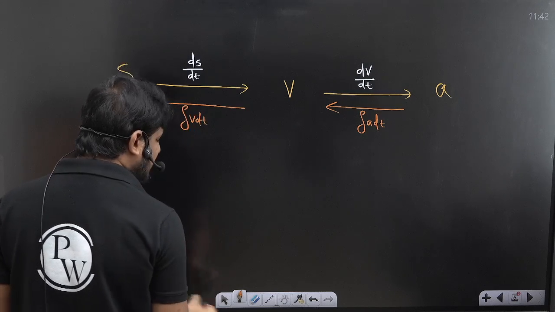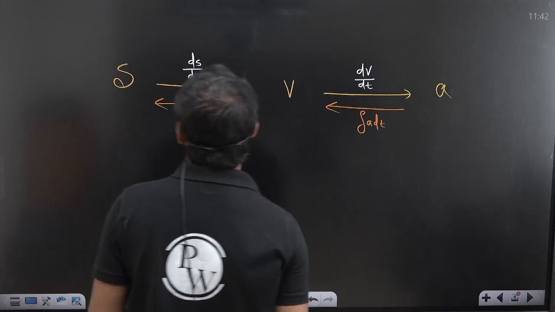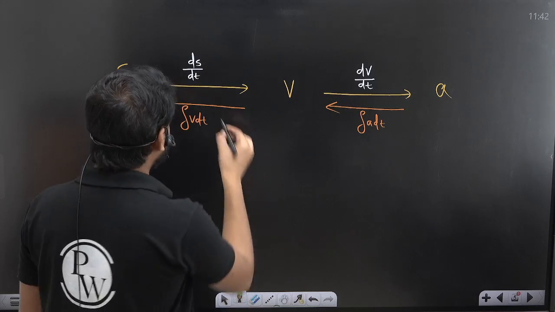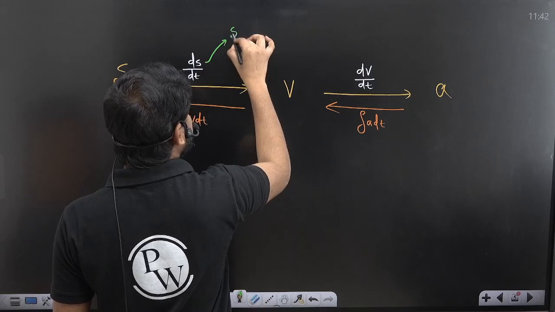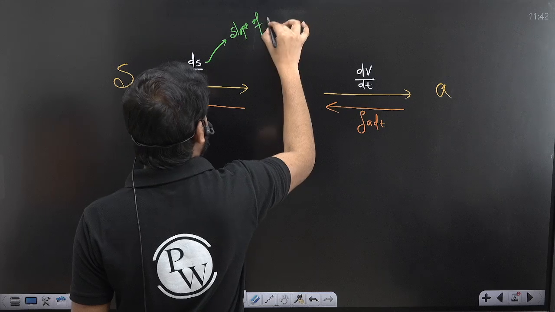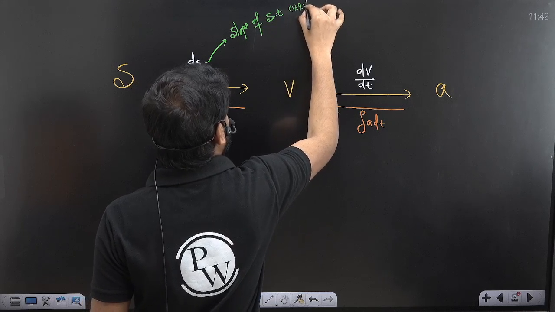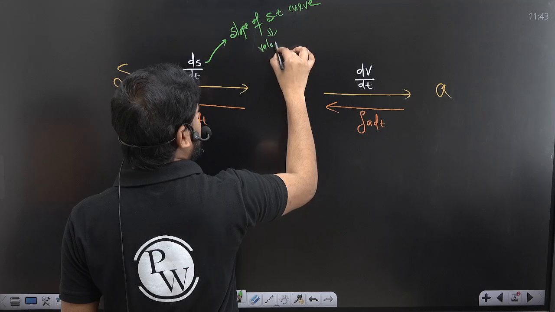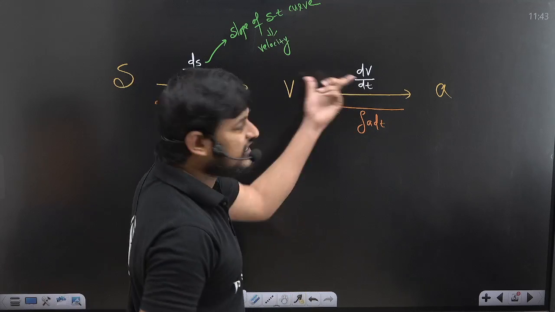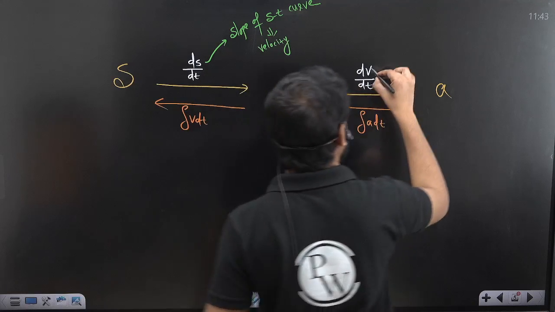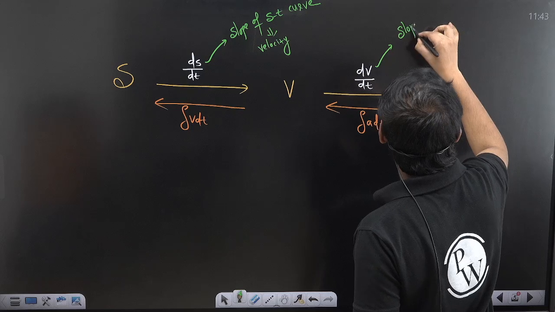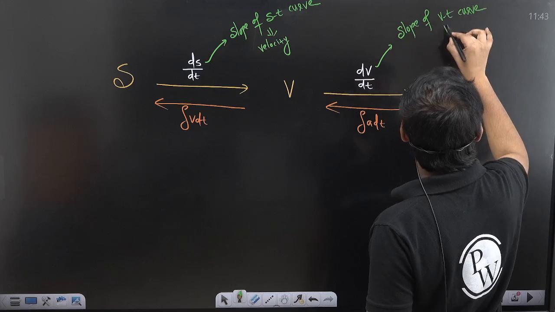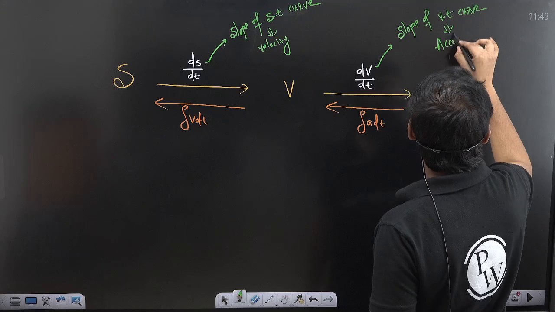Now what are the meanings of these? What is differentiation? Differentiation is nothing but the slope of the curve. So ds by dt, what does that mean? The slope of the st curve results in the velocity. And what is dv by dt? The slope of the vt curve, which results in the acceleration. This part we already know.